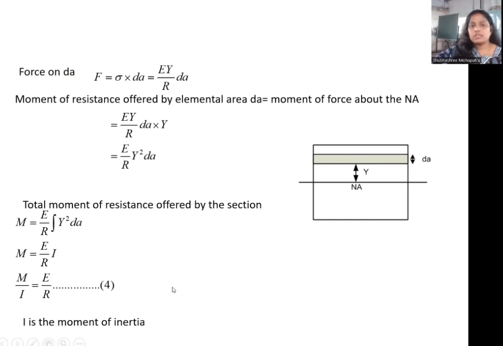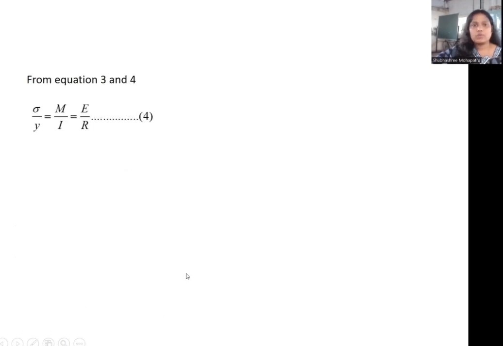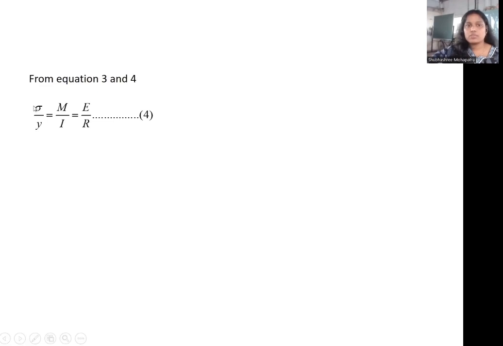Here I is the moment of inertia. So from equations 3 and 4, we can get sigma by y is equal to M by I is equal to E by R. In equation 3, we got sigma by y is equal to E by R, and in equation 4, we got M by I is equal to E by R. By combining these two equations, we get sigma by y is equal to M by I, which is equal to E by R.